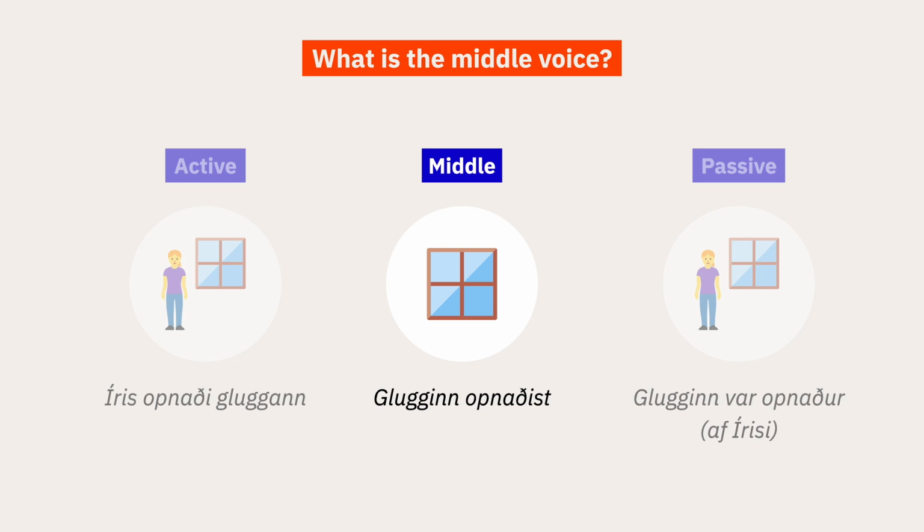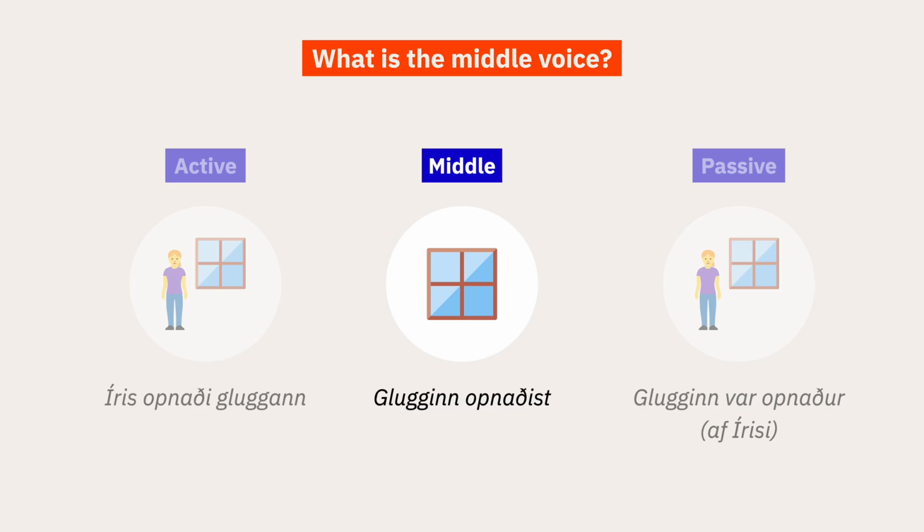So what does this actually mean then? Well, it means something like the window opened all by itself. We either don't know who did it, or actually maybe it wasn't done by a person. Maybe it was the wind. Maybe the window was old and creaky and it just came open by itself. So it implies that no person was involved in the action. It's just something which spontaneously happened.